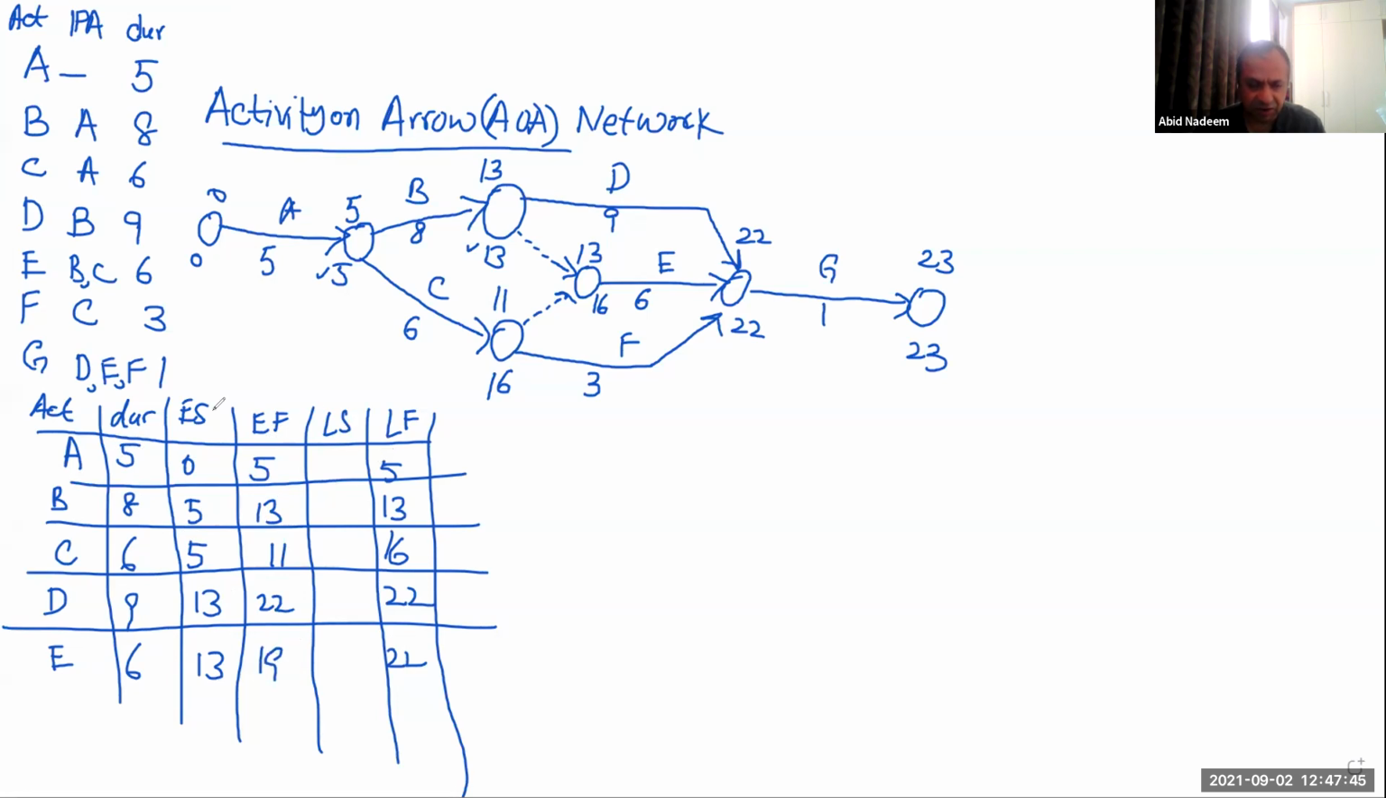And the late start time will be 5 minus 5, 0. 13 minus 8, 5. 16 minus 6, it will be 10. 22 minus 9, it will be 13. 22 minus 6, it will be 16. And so on. In this way, you will complete the table. And then from there, you can also calculate the total float by subtracting early start from late start. So 0 minus 0 is 0. 5 minus 5 is 0. 10 minus 5 is 5. And so on, you can calculate the total float.